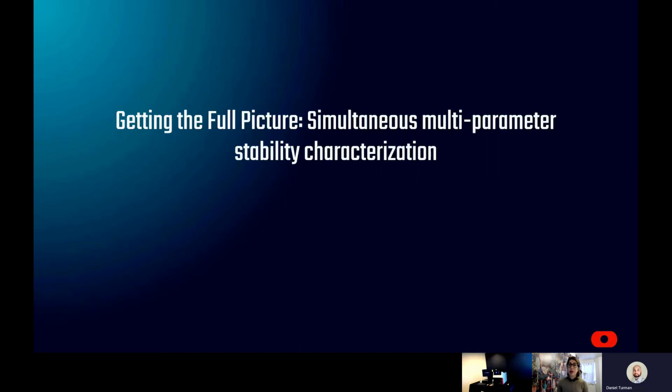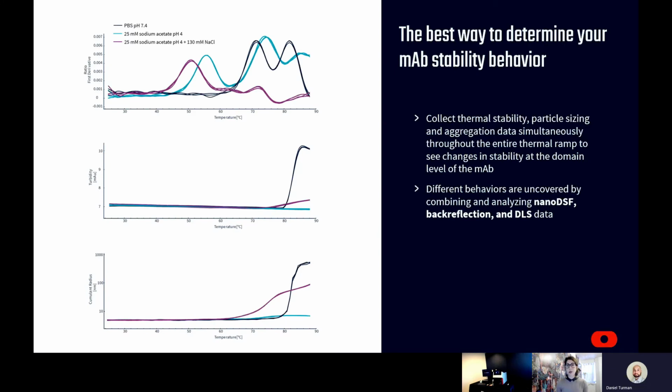While Panta can be used for a variety of applications, I'm going to briefly highlight a few for you today. We're going to start off by looking at formulation development, where the combination of nano-DSF, back reflection, and DLS optics can be applied to many different workflows like candidate selection, molecular engineering, lot and batch comparison, etc., to assess and differentiate protein stability and behavior.